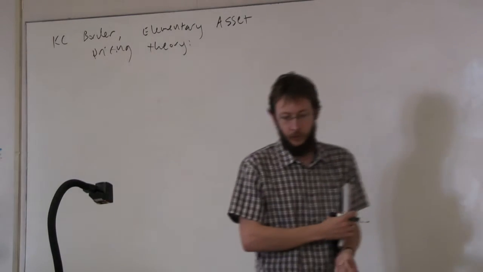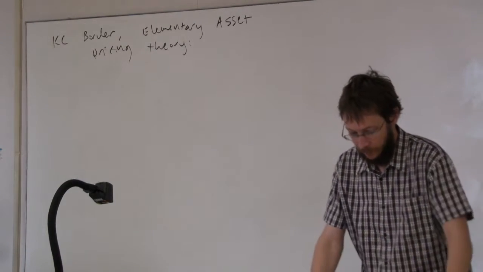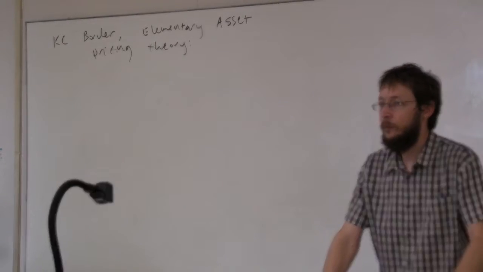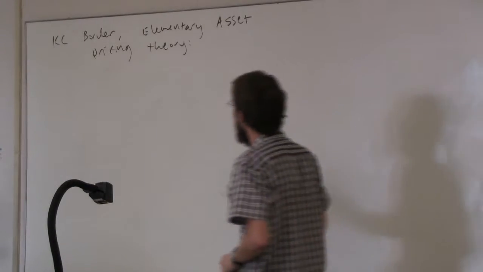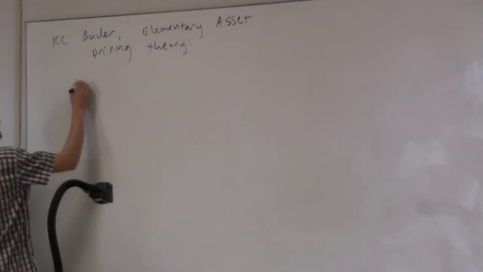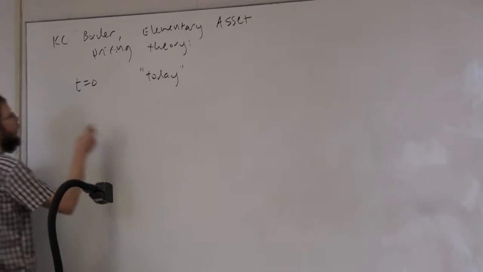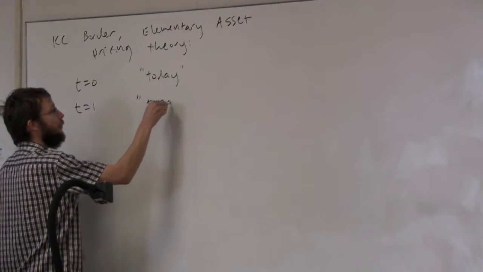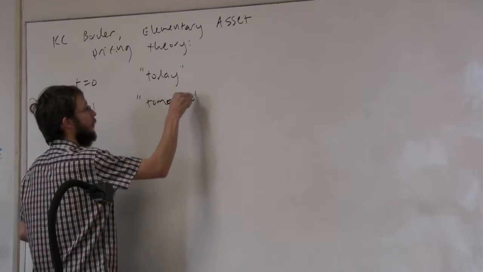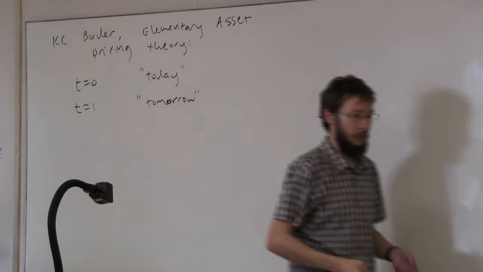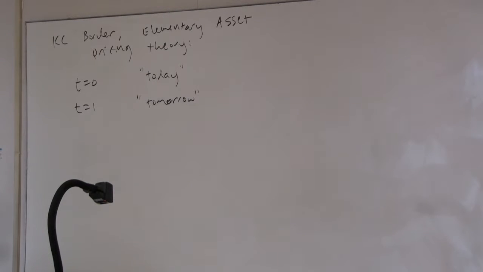So, in Cassie Boer's elementary asset pricing theory, we're going to look at his simplest model, which is just two time periods. So t equal to 0 is today. And t equal to 1 is tomorrow, whatever that means, right? Tomorrow could be tomorrow, or next month, or next year.